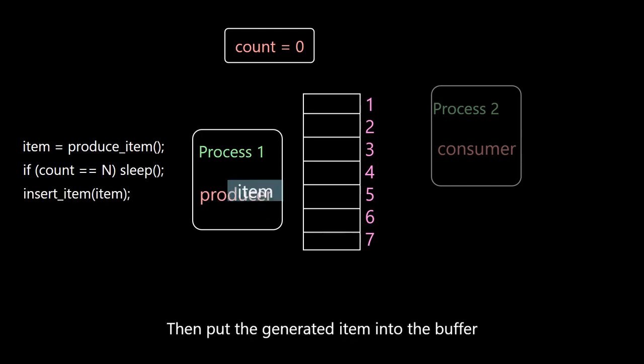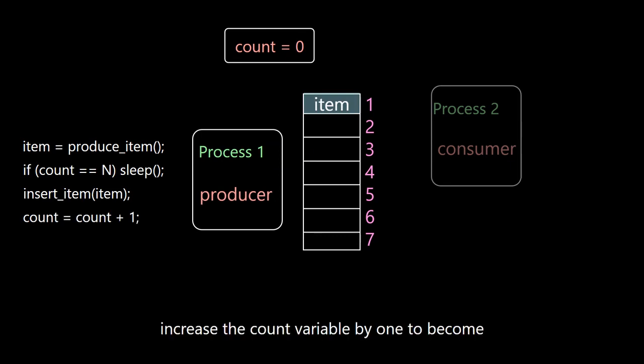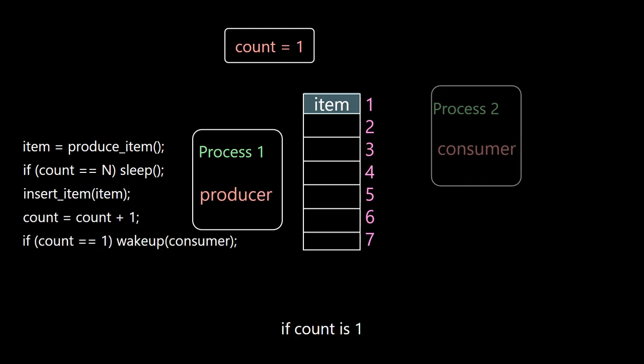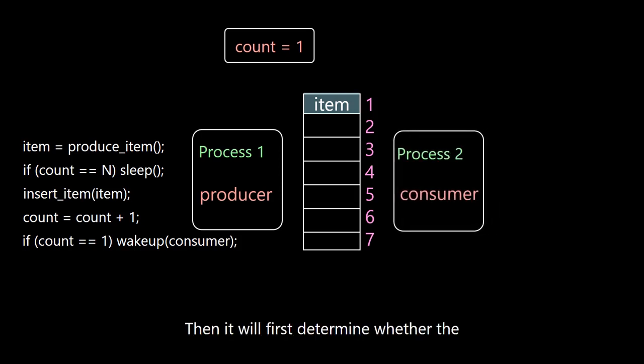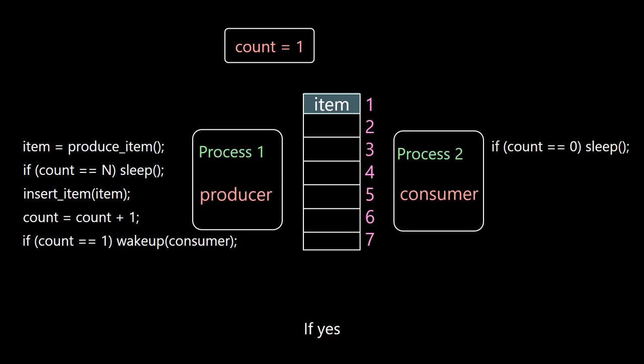Carry on. Then put the generated item into the buffer. Then increase the count variable by 1 to become 1. In the next line, if count is 1, it means that there is data in the buffer, so we need to wake up the consumer, that is process 2, through a system call. Now we look at the consumer's code. It will first determine whether the current count is 0. If yes, sleep. It is now 1, so go directly to the next line of code.